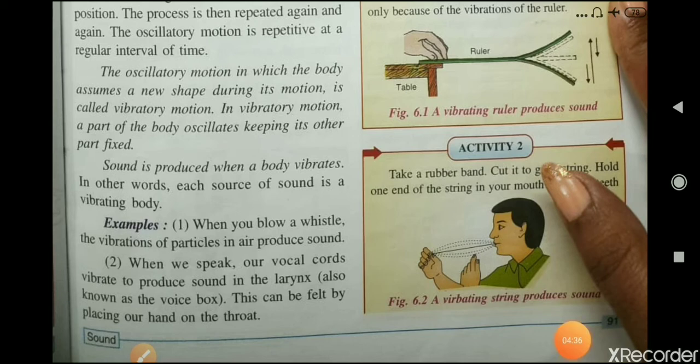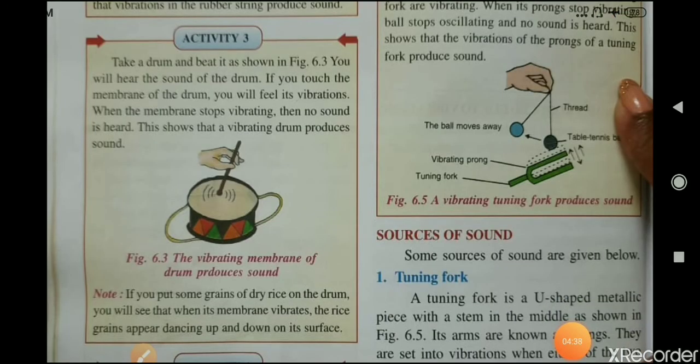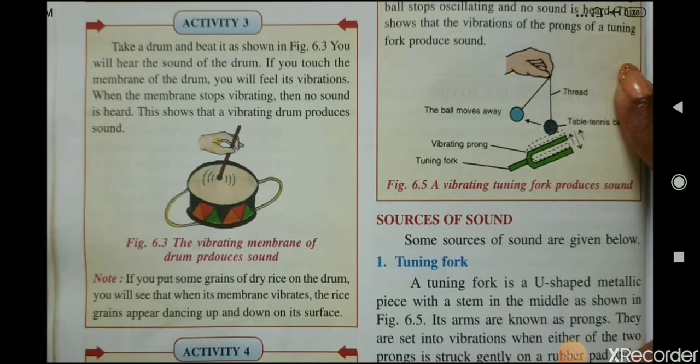Okay, here in this activity 3, you can see a drum which, when beaten, produces sound. Why does this drum, when it gets beaten by the stick, produce sound? Because of the vibrations that are produced in this membrane.